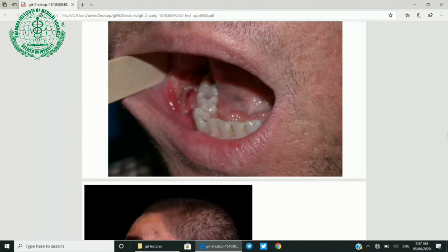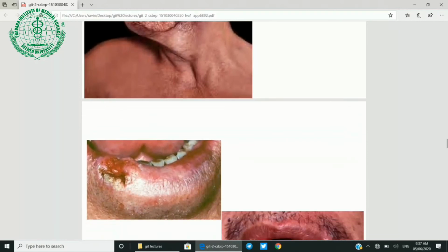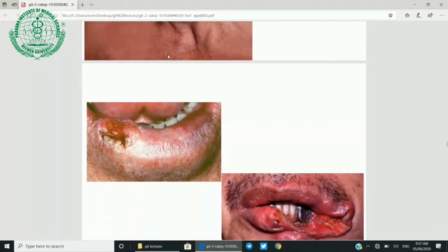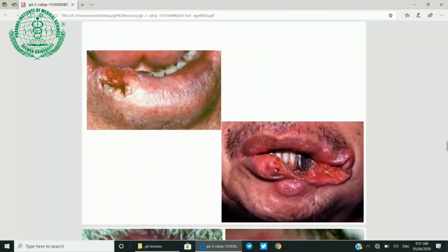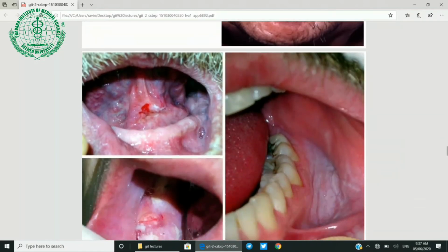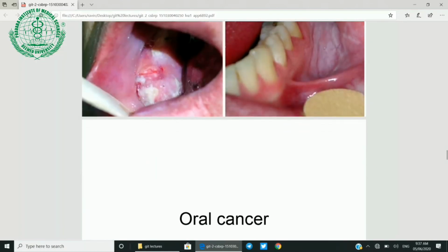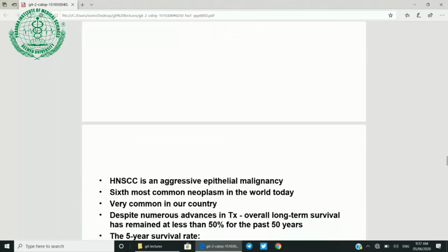All sorts of lesions here, you can very well see what has happened. Anyone can tell that this is cancer. And this is exactly what it is. It is squamous cell carcinoma of the oral cavity, the number 1 killer disease in India, the number 1 cancer in India right now, that is squamous cell carcinoma.